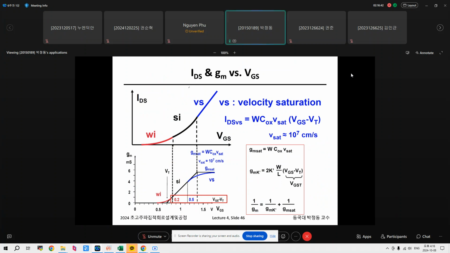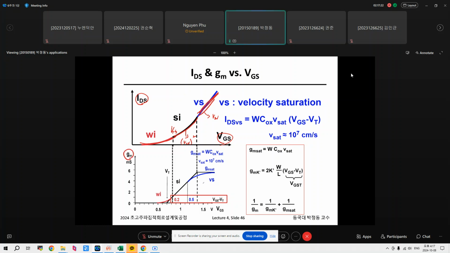Alright, so this is a graph of ID as a function of VGS. When VGS is smaller than the threshold voltage, it is weak inversion. If it is larger than threshold, it's strong inversion. And at a certain VGS, it becomes velocity saturation. So this is a function of V squared, and this is a function of V, linear. So if you draw GM, it looks like this.